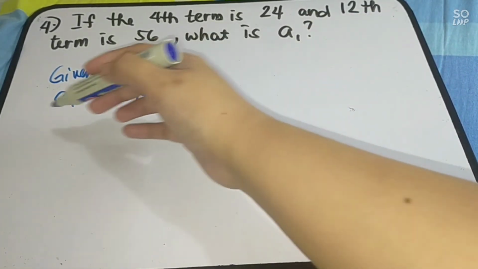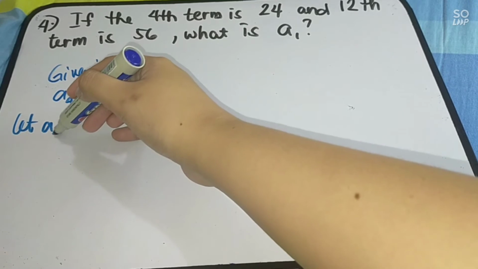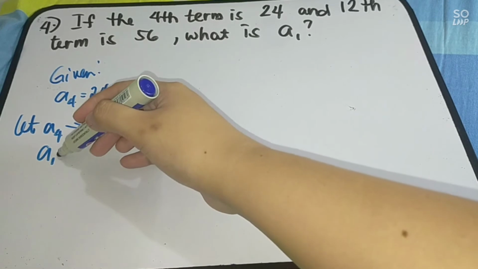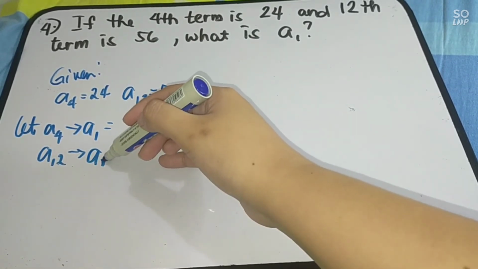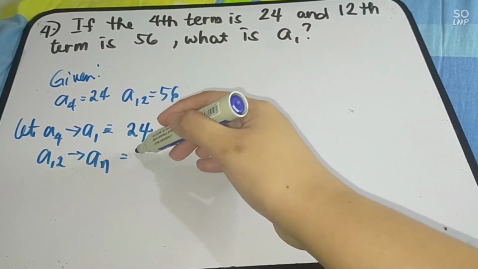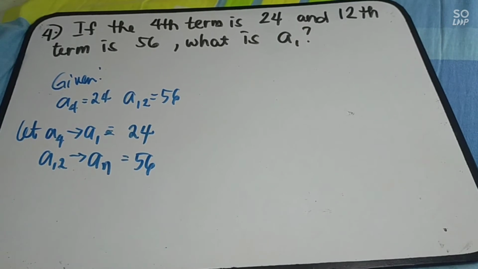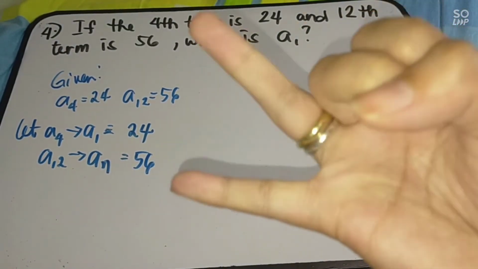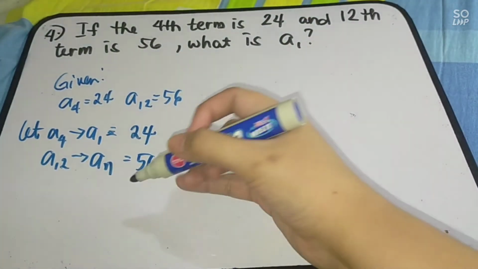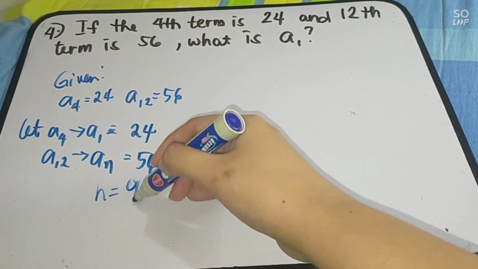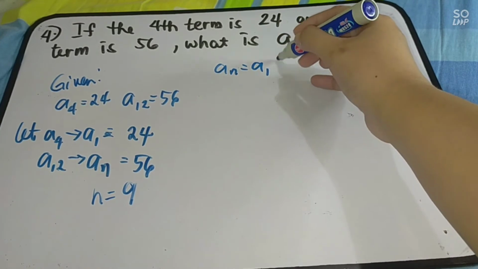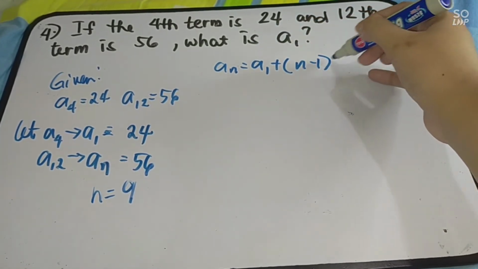So, let muna natin. Let a sub 4 be equal to a sub 1. Then, we are going to let a sub 12 be equal to a sub n for the last term. So, this one is 24. This one is 56. So, from 4 to 12, we have 4, 5, 6, 7, 8, 9, 10, 11, 12. We have here 9. So, the number of terms involved is equal to 9. So, ayan na. Now, let's have your formula. A sub n is equal to a sub 1 plus quantity n minus 1 times d.